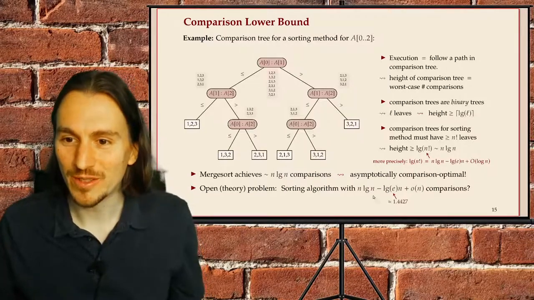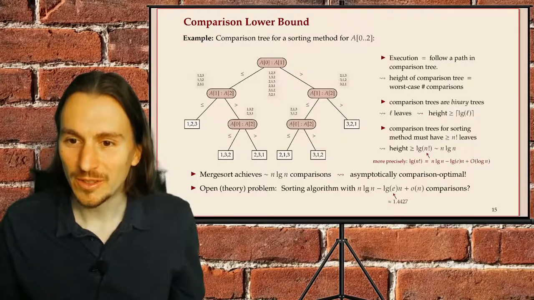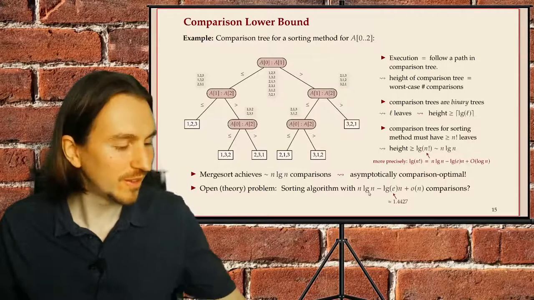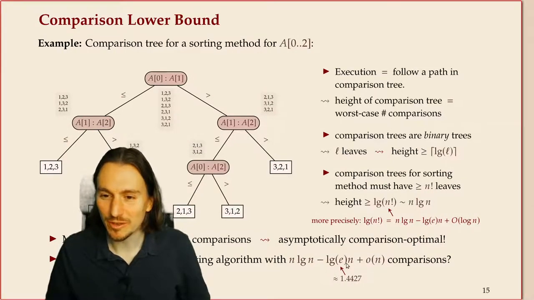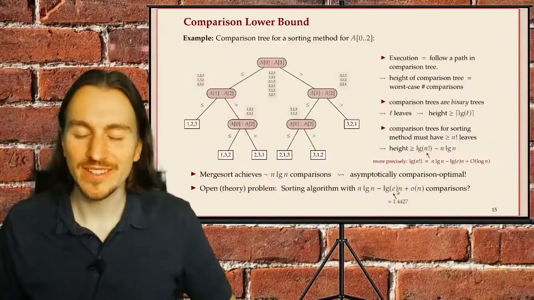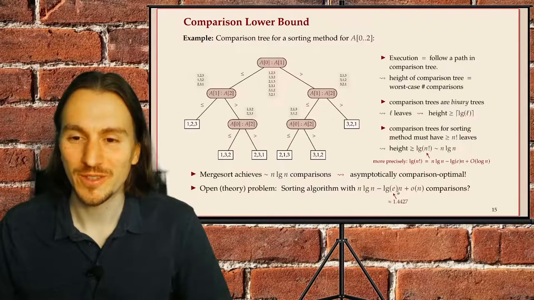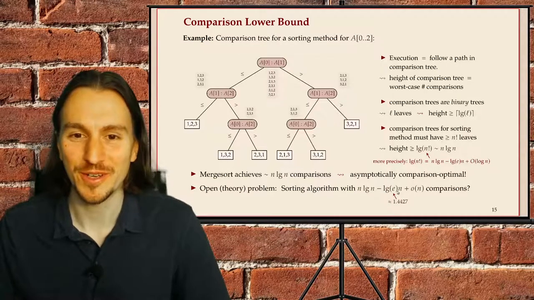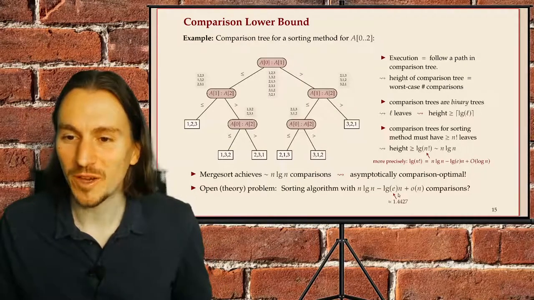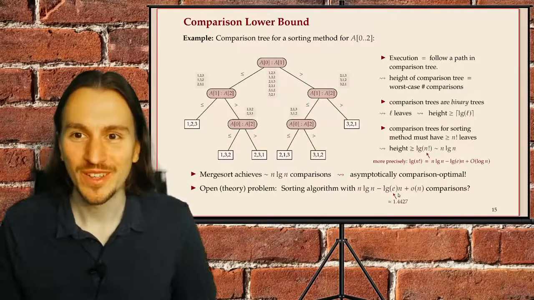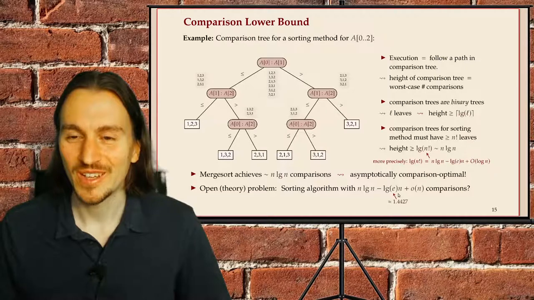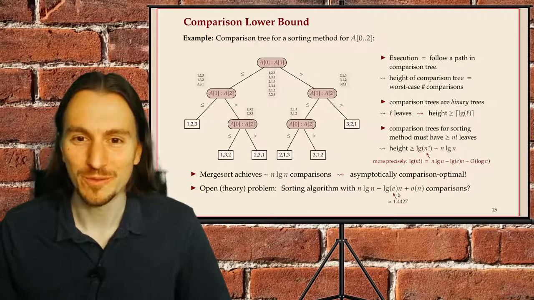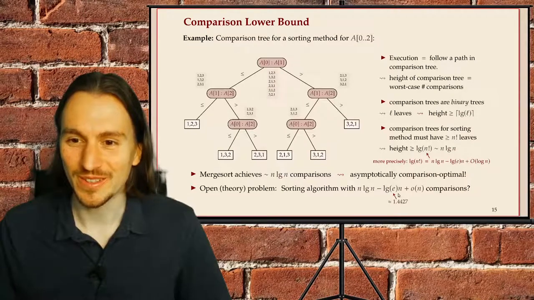What's less clear is about these lower order terms. You can actually do with a good deal less than n log n comparisons. You could, in principle, go down to something like n log n minus 1.4n. And it's a long-standing open problem in computer science whether you can find a sorting algorithm that achieves this asymptotic number of comparisons in the worst case. There's essentially been no progress since the early 60s on this question, with some very recent attempts which haven't fully been reviewed yet. But as of yet, it's an open standing problem in the theory of the problem.